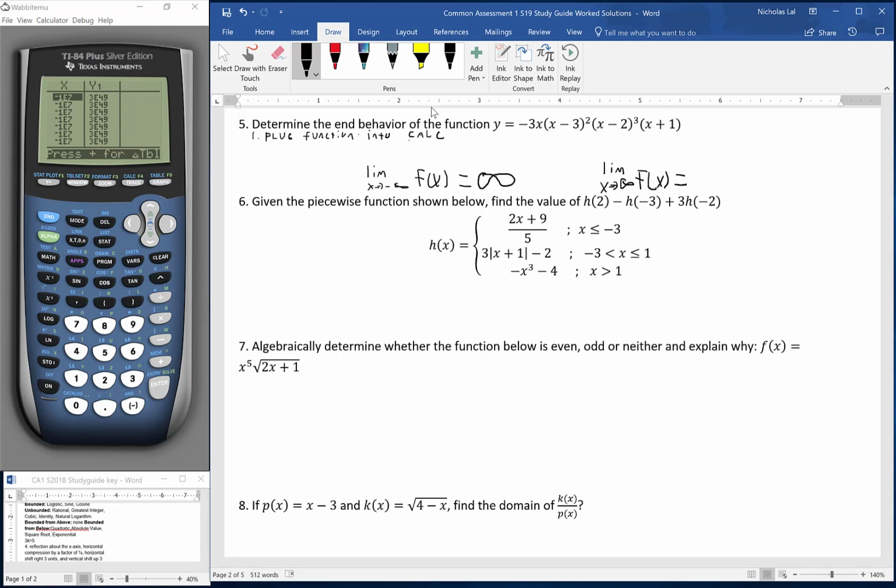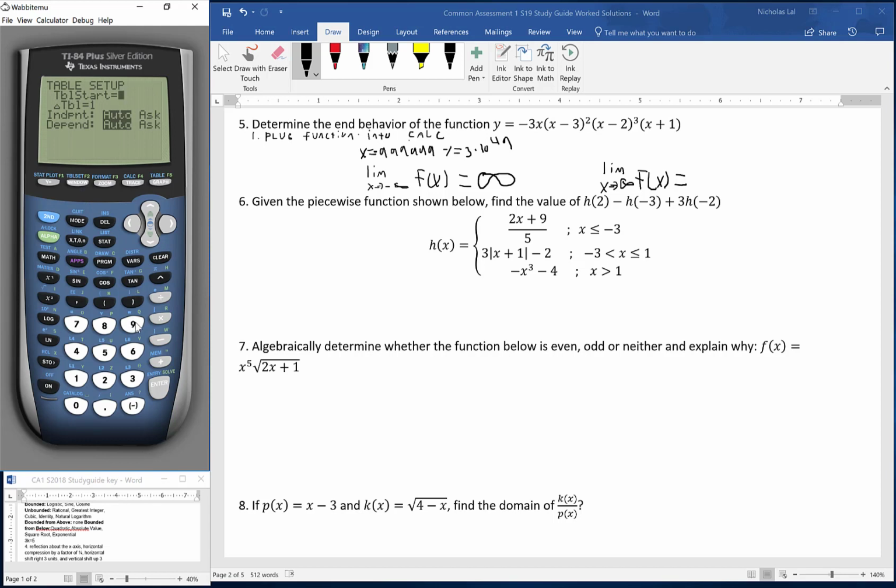And I understand this because when x equals negative 9999999, y is equal to 3 times 10 to the 49th.